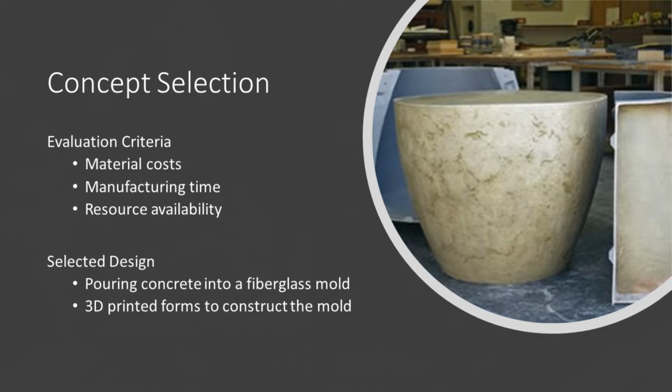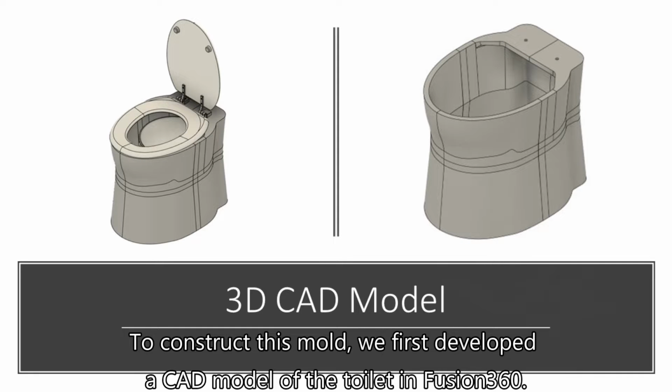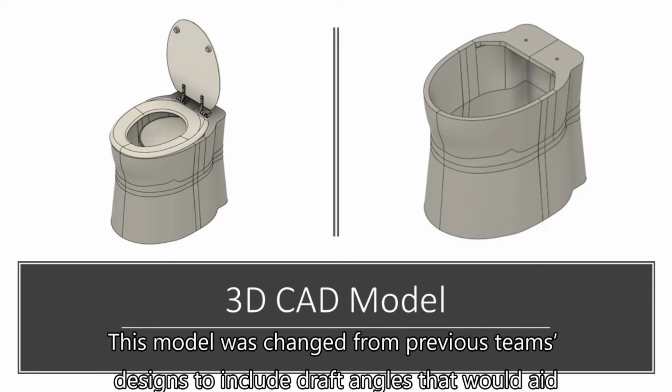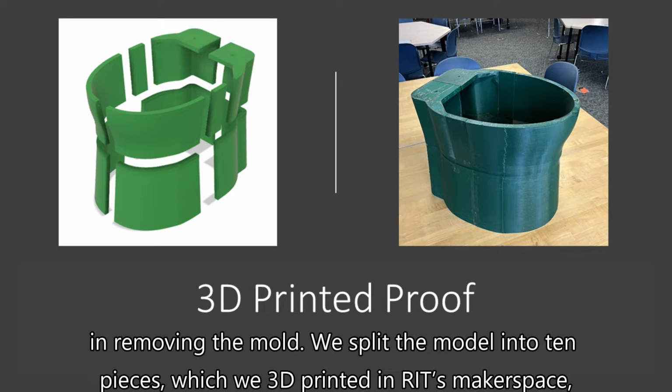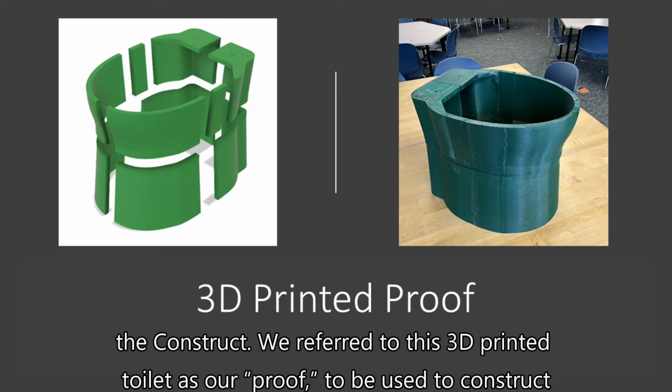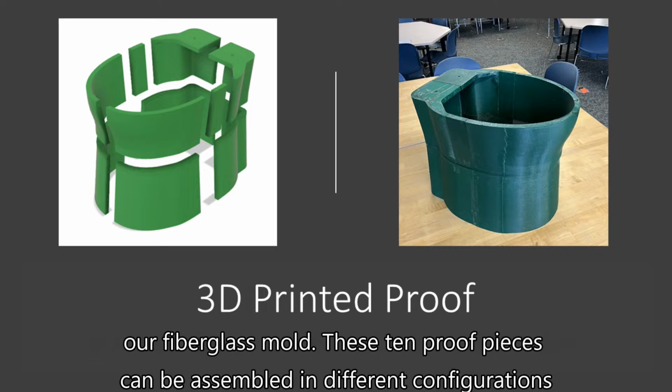by hand. To construct this mold, we first developed a CAD model of the toilet in Fusion 360. This model was changed from previous teams' designs to include draft angles that would aid in removing the mold. We split the model into 10 pieces, which we 3D printed in RIT's makerspace, the construct. We referred to this 3D printed toilet as our proof, to be used to construct our fiberglass mold.